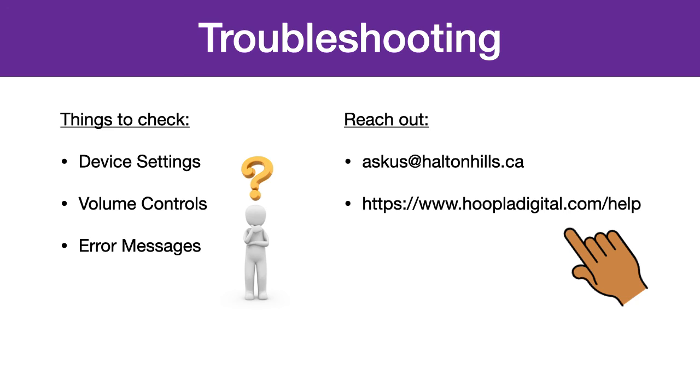If you do get an error message and you're not sure how to fix it, write down exactly what it says and what you were doing when the error message occurred. This will better help us to help you. You can reach out to us at askus@haltonhills.ca. We can help with anything from my pin isn't working to what does this error message mean?